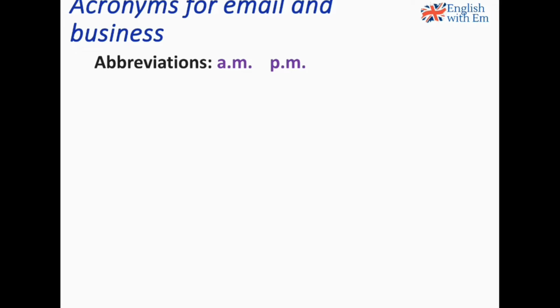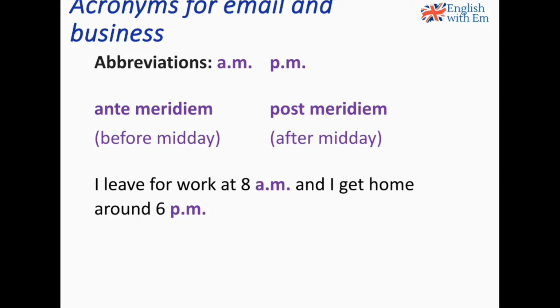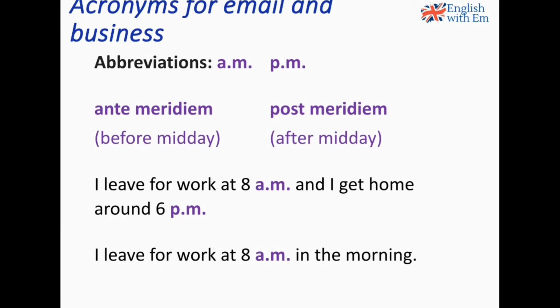AM and PM. So you probably know these, but I'm including them just because I want to point out a common mistake. So AM is ante-meridian, which means before midday. PM, post-meridian, after midday. I leave for work at 8 AM and I get home around 6 PM. So this is the common mistake. I leave for work at 8 AM in the morning. Now, in the morning is redundant. It's not necessary because AM means in the morning. So let's take it out.